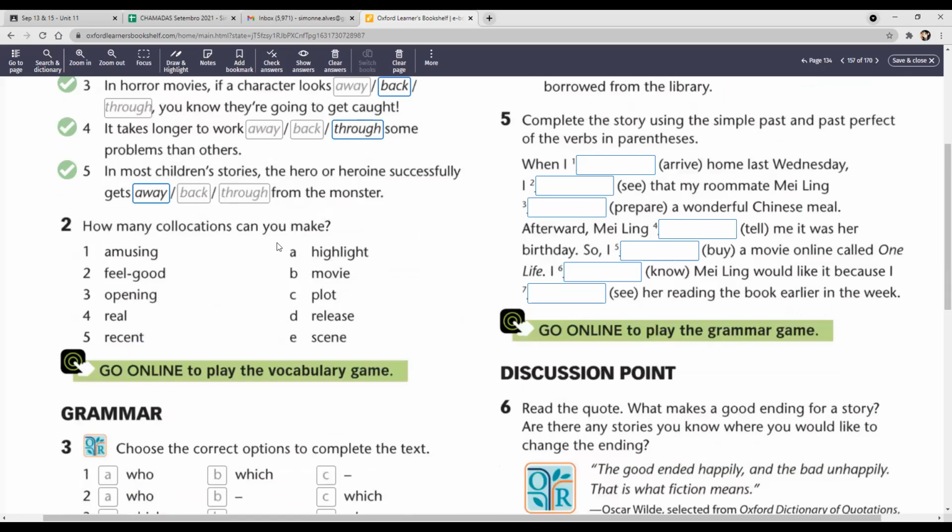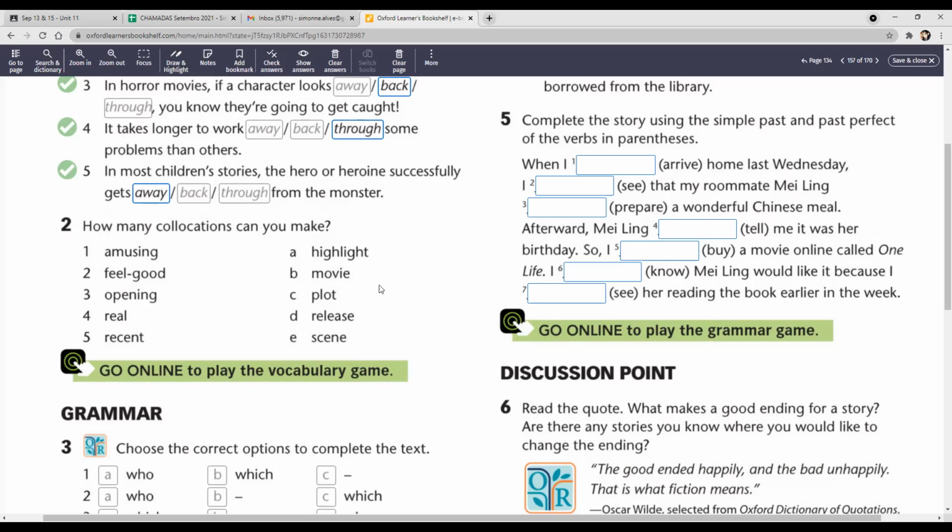Now, how many collocations can you make? Before we do it, let me ask you, do you know what collocations are? Collocation is when I don't know if we mix the words, but like, for example, opening scene. I don't know how to explain, but I know how to do it. Yeah, a collocation is a pair of words that usually go together, right? A pair of words that usually go together. Words that usually go together, they occur together. So like you said, opening scene, or for example, welcome party.